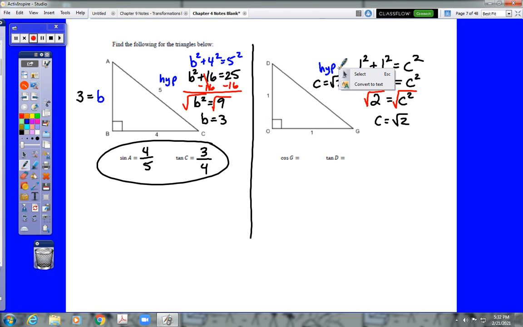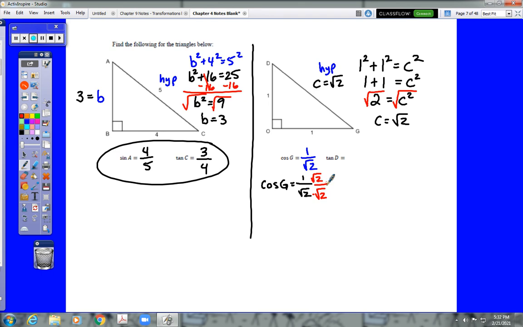So the cosine of angle G would be adjacent, which is 1, over hypotenuse, which is root 2. Now, we're not allowed to leave it like that. We have to do what's called rationalizing the denominator. The cosine of G, which is currently 1 over the square root of 2, is not an acceptable way to leave it, because if you remember your algebra rules, you're not allowed to leave a square root in the denominator. So we multiply the bottom and the top of that fraction by the square root of 2.